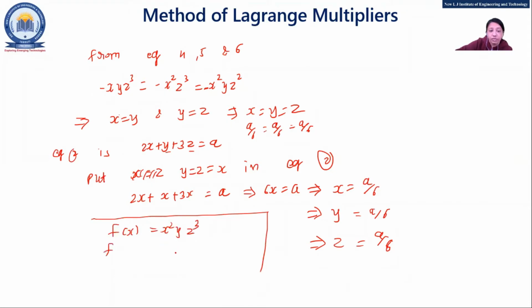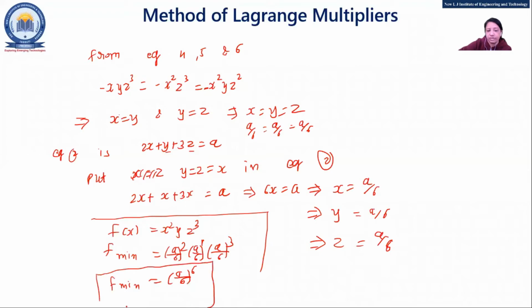Now, if you want to find f min, you need to put the value of x, that is a by 6, x squared, y is a by 6 and z is a by 6 whole cubed. All bases are the same, so here you can consider a 1 power. So a by 6 raised to 6. That is your f min. So this is your final answer of the example: f min equals a by 6 raised to 6.